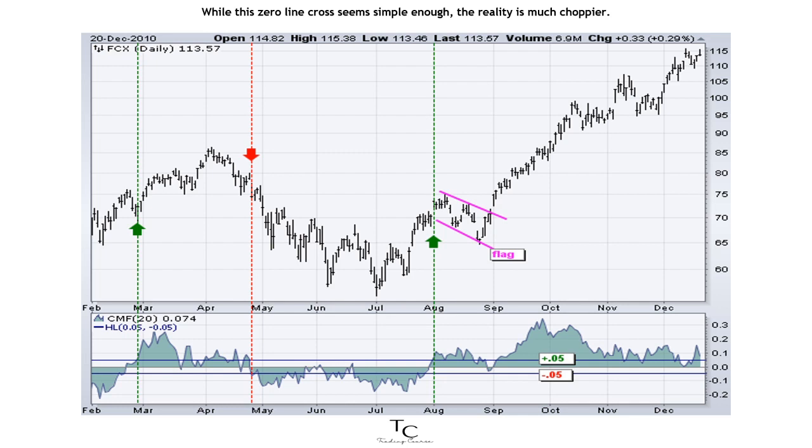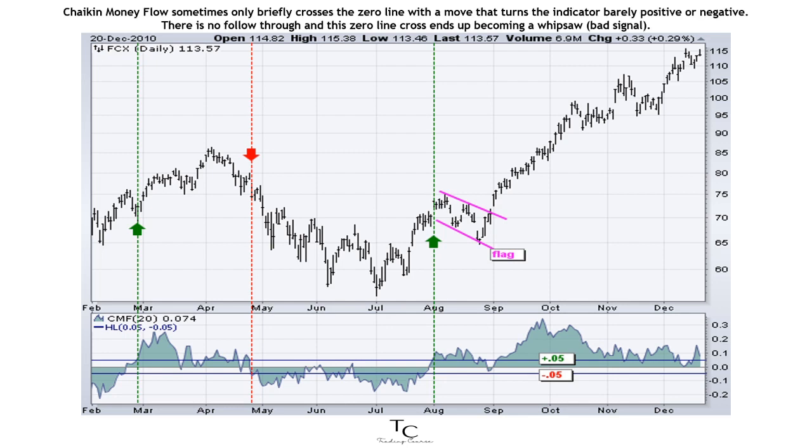While this zero-line cross seems simple enough, the reality is much choppier. Chaikin money flow sometimes only briefly crosses the zero line with a move that turns the indicator barely positive or negative. There is no follow-through, and this zero-line cross ends up becoming a whipsaw, or bad signal.